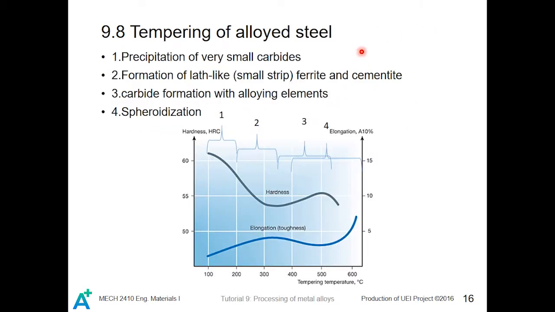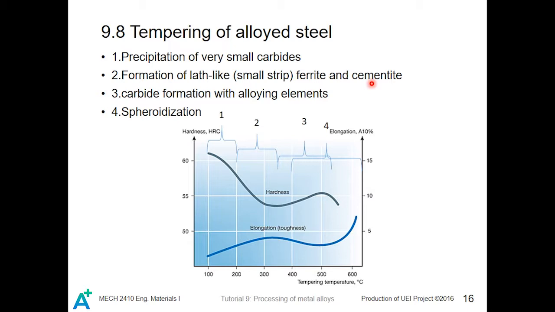So for tempering of the alloy steel, you will have the following four phases. The first phase is the precipitation of very small carbides. As the temperature is now raised and diffusion is far faster, the carbide will start to precipitate. Then after the first region, which is here, comes the formation of lath-like structures, meaning small strips of ferrite and cementite. Basically the ferrite, which is the alpha iron, and the cementite Fe3C will form, with a very small structure, very small size.